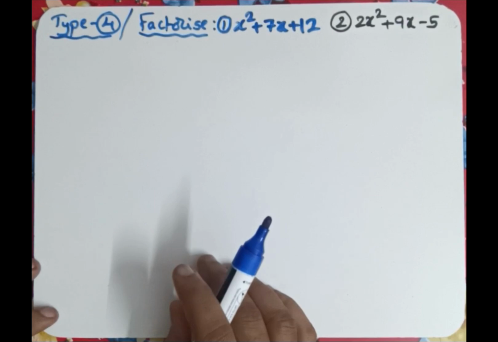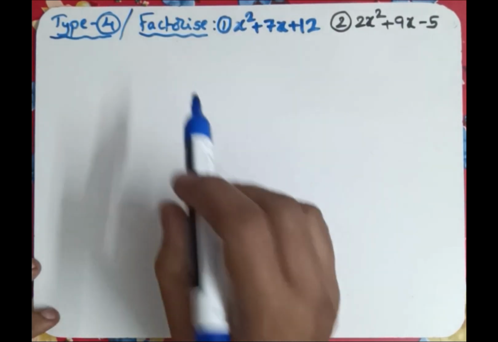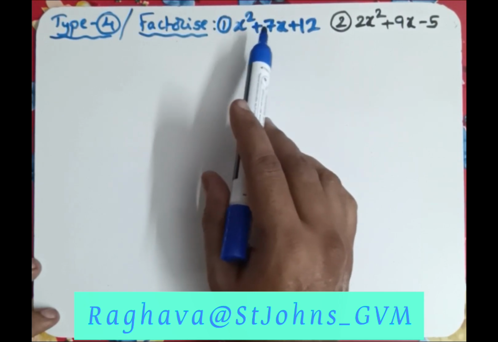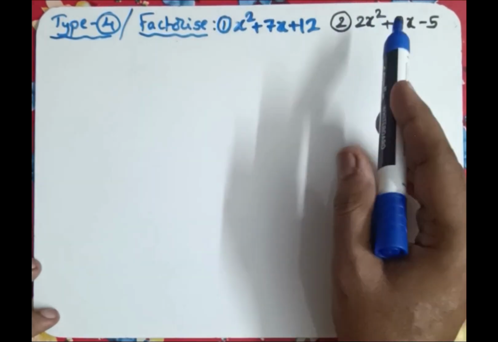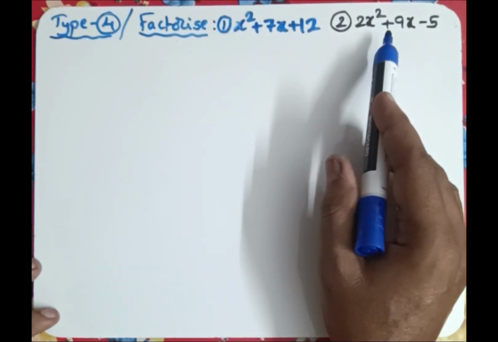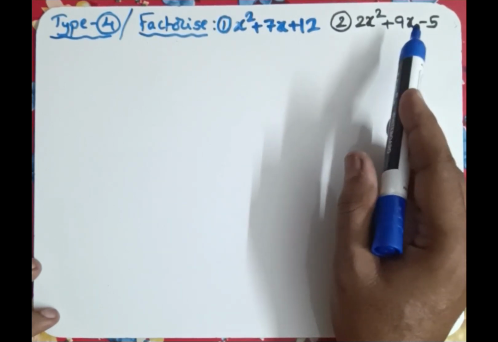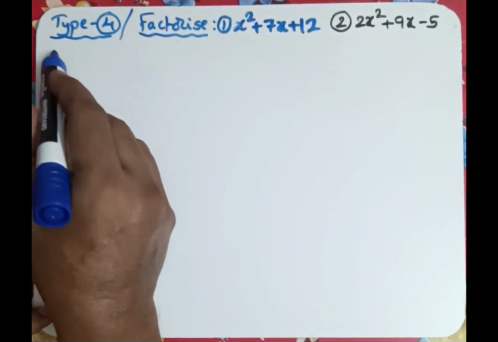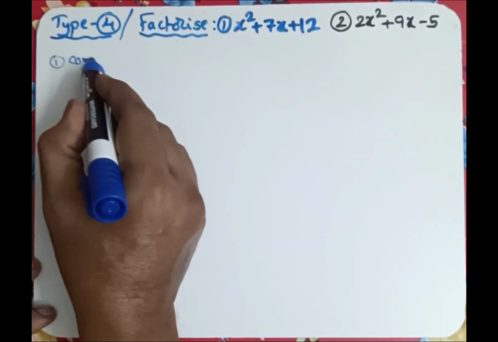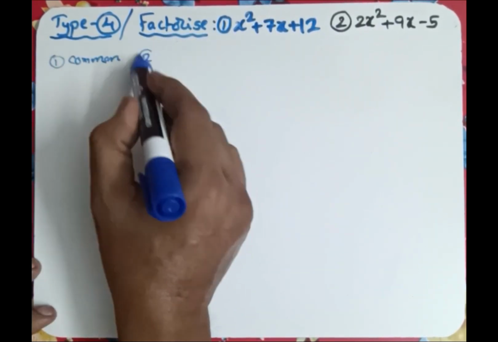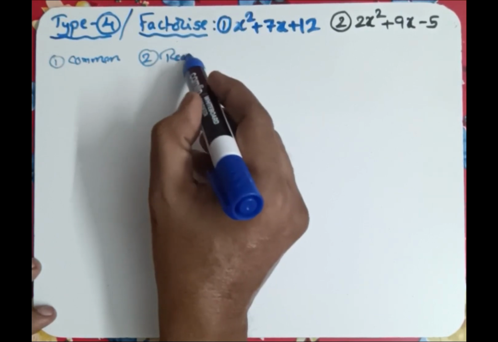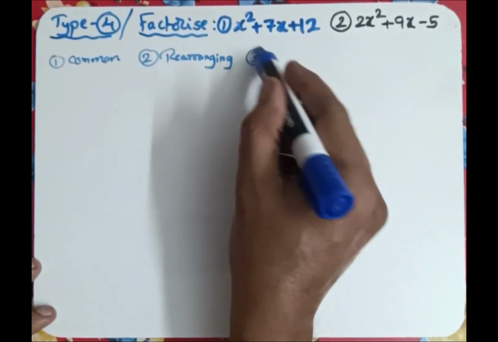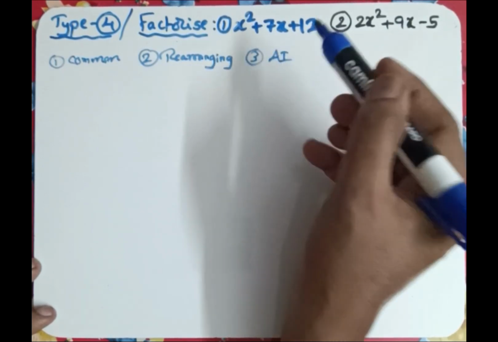Hi friends, now we are going to see class 8 factorization type 4. Factorize x square plus 7x plus 12, as well as factorize 2x square plus 9x minus 5. As I told earlier, we need to check all the possibilities, that is, whether a common factor is possible or not. If not, we go for rearranging. And the third one, as I said, you go for algebraic identities.